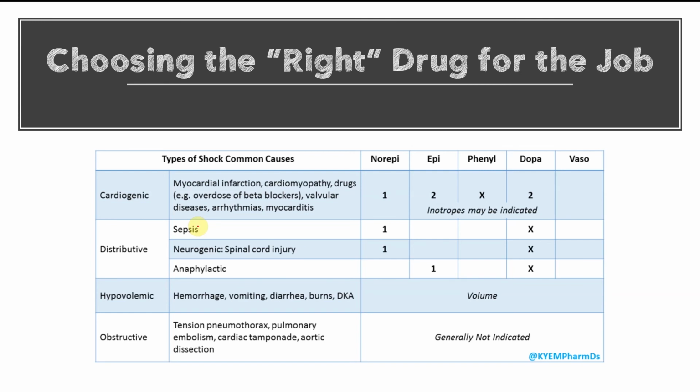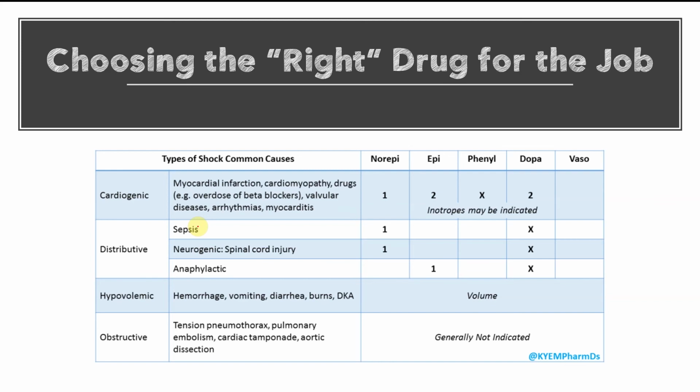You'll see cardiogenic shock. First line is norepi. Distributive, it's norepi, and then in anaphylaxis, it's epi. So generally, norepi is preferred for no reason other than it doesn't have the arrhythmogenic effects as epi or dopamine, meaning that it does not increase the heart rate as much as dopamine or epi.